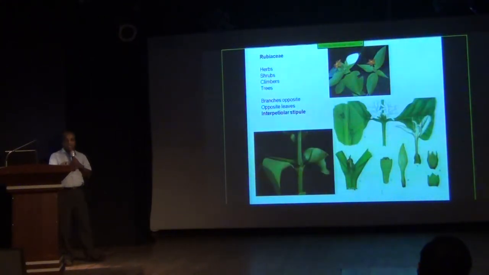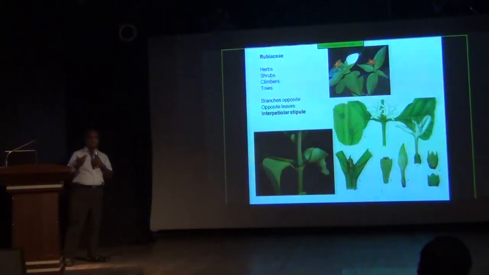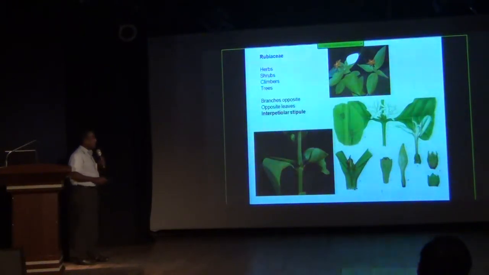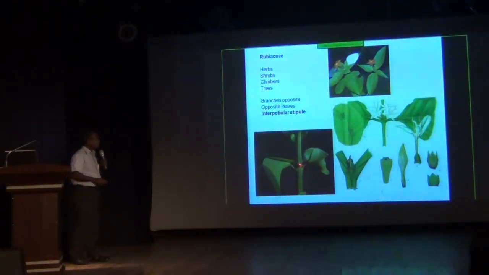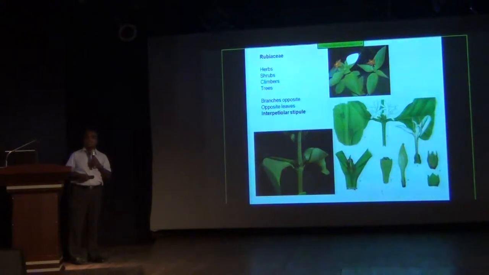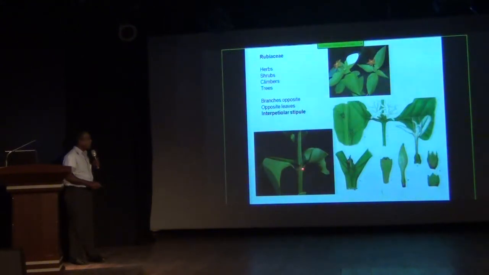And of course, another interesting family, that's coffee. Most of us might have seen the coffee plant. But we might have failed to see a signature character which we call the interpetiolar stipule. There is again a scale. As I said earlier, for the Moraceae jackfruit family, there is a scale that is protecting the bud. Here also there is a scale between two leaves at one node. There will be a scale.